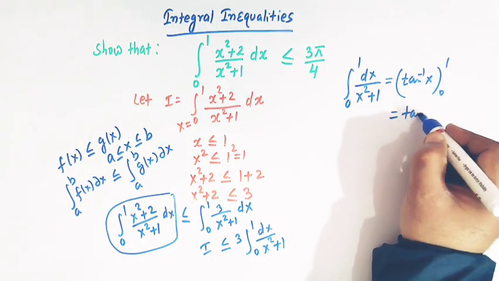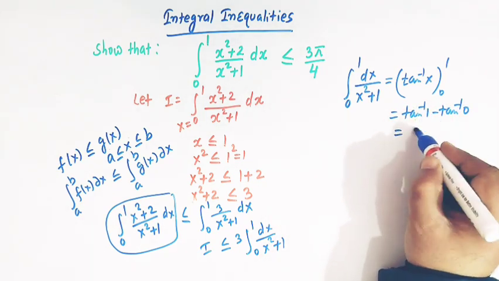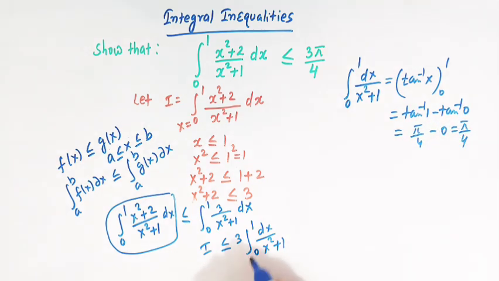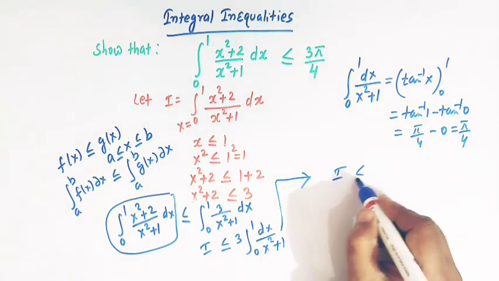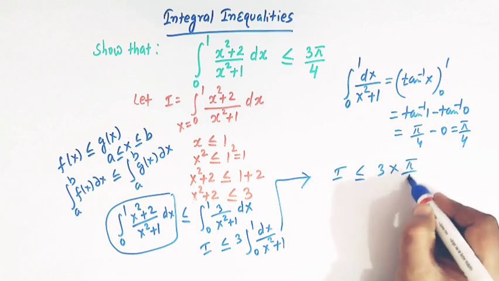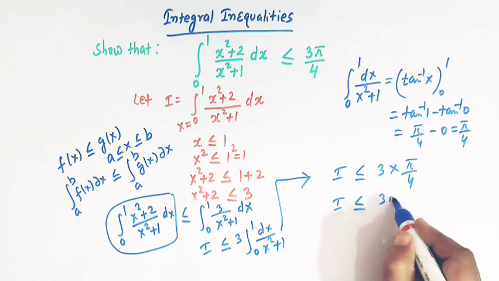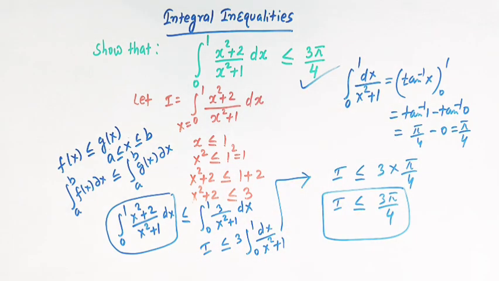So we have tan⁻¹(1) minus tan⁻¹(0). This is π/4, and this is 0. So here we have π/4. Now this inequality becomes I less than or equal to 3 times π/4. The value of this integral is π/4, so I is less than or equal to 3π/4, and this is our desired result. So this is how, by making use of this property, we can solve these kinds of problems.